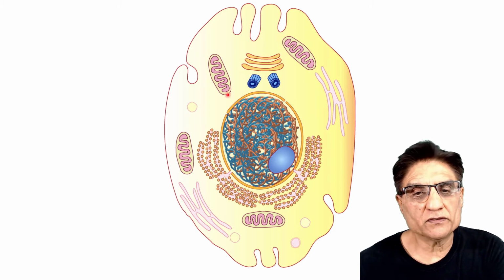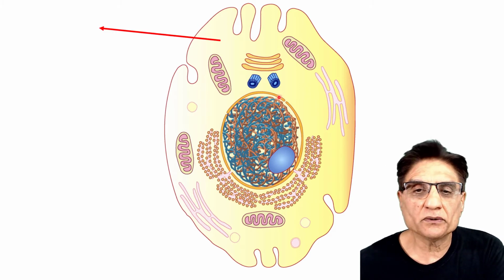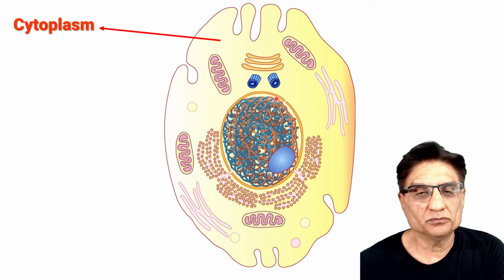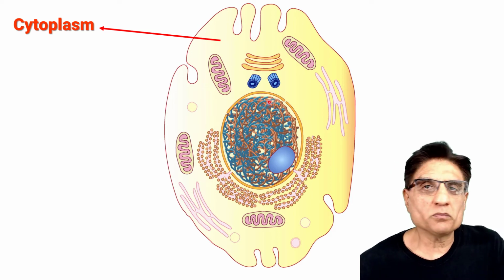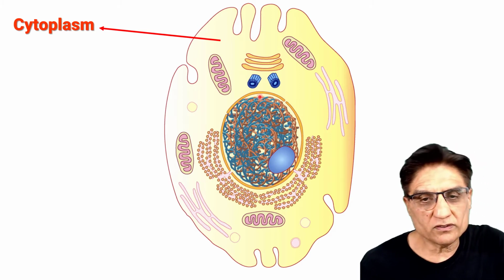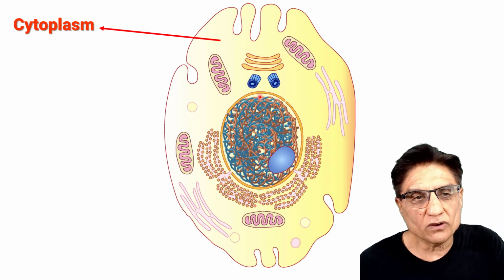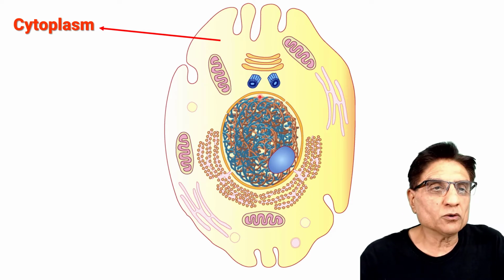Between the plasma membrane and the nucleus, all this space is filled by a watery fluid. And this watery fluid is called the cytoplasm. And this cytoplasm is mainly water, mostly water. And inside the water you have some salts and electrolytes and sugars, amino acids, those kinds of things dissolved inside. And that's what the cytoplasm is.